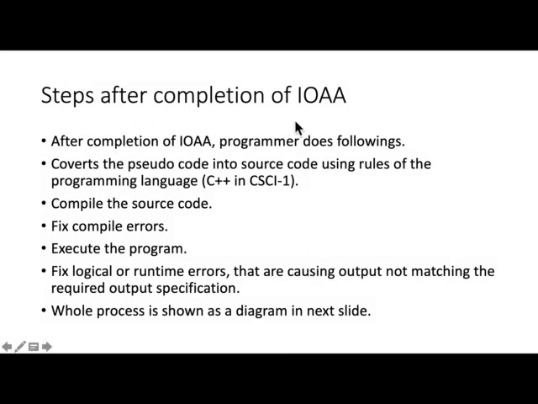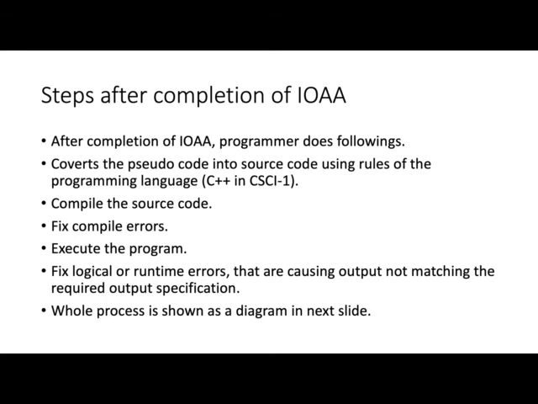What are the steps after completion of IOAA? After completion of IOAA, the programmer does the following. The programmer takes the pseudocode and converts it to source code using the rules of the programming language. You can use any programming language that your organization has decided. In this CS1, we'll use C++. You compile the source code, and there might be some compile errors, which are syntactic errors.